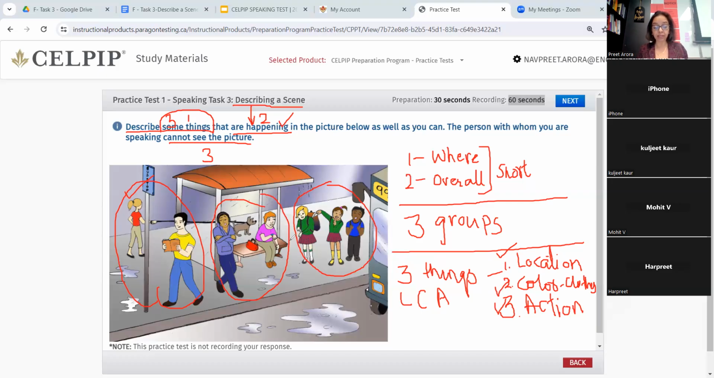Now, if you are able to speak about 2 groups of people, and your running bar is going, let us say only 13 seconds or 10 seconds are left, don't wait for that, don't get nervous, start talking about the third group. You say, I also see a group of 3 school kids right next to the bus that must have arrived a few minutes ago, and they are young school going kids.